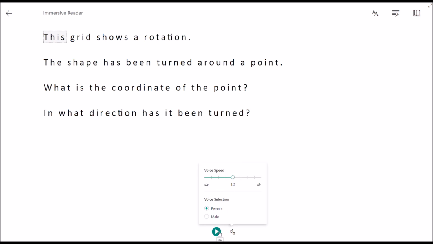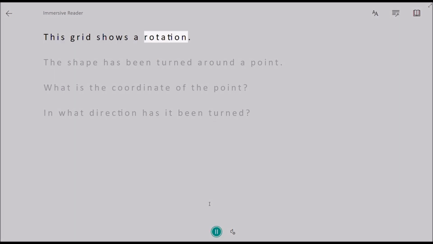This grid shows a rotation. The shape has been turned around a point. What is the coordinate of the point? In what direction has it been turned?